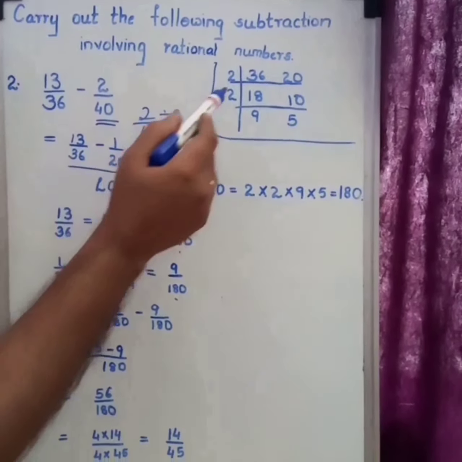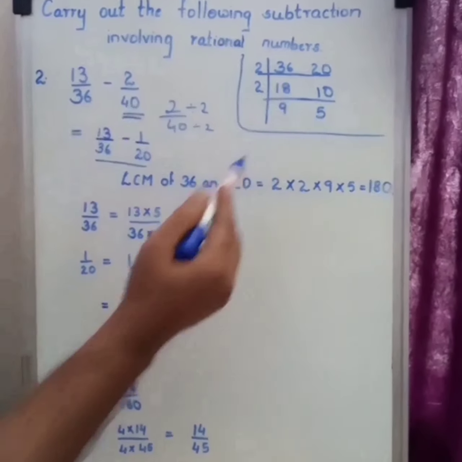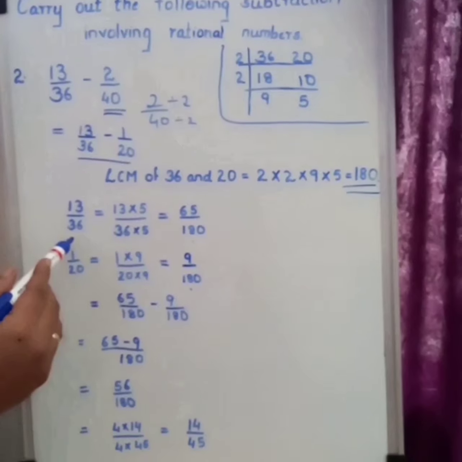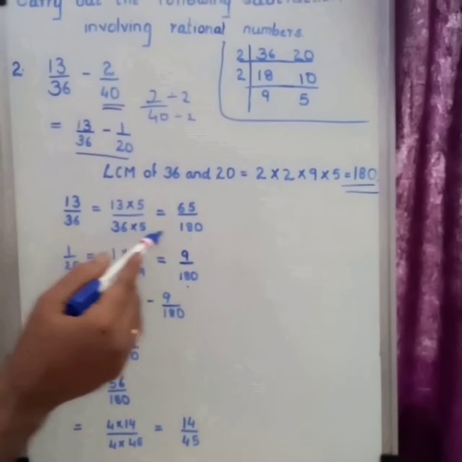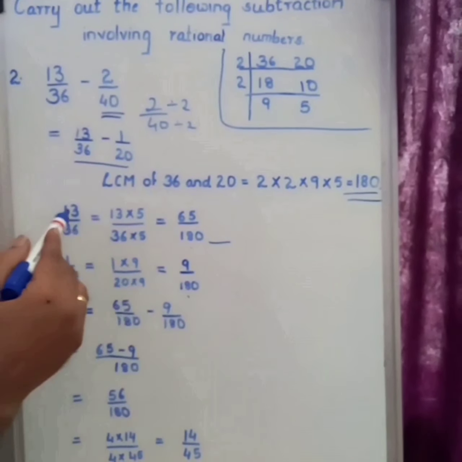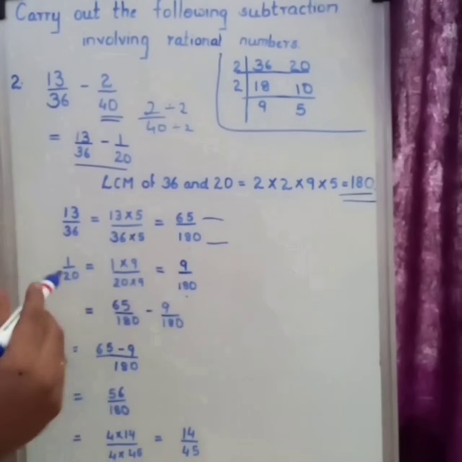36 and 20, we have taken the LCM over here. It is 2, 2, 9 and 5. That comes up to 180. So 13 upon 36, 36 into 5, we get 180. Same way I'm multiplying 5 with 13. So it comes up to 65.